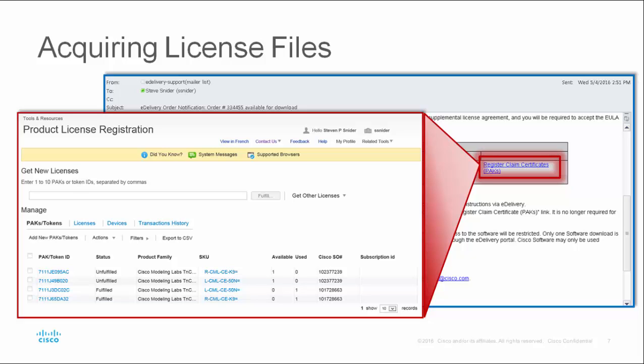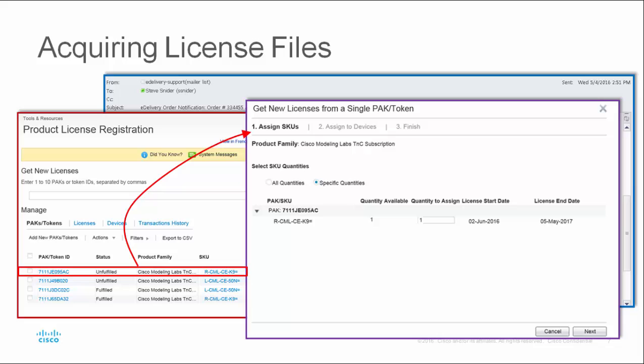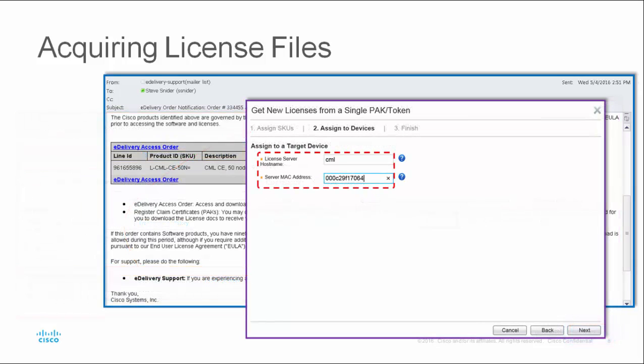After logging on, you will be presented with the Product License Registration page showing a list of PAC token IDs. Select the ID associated with the CML base SKU. Enter the quantity to assign, then click Next. In the subsequent page, enter the CML hostname and the MAC address noted from the earlier steps.